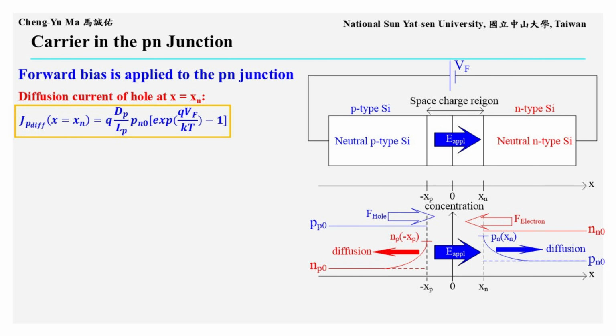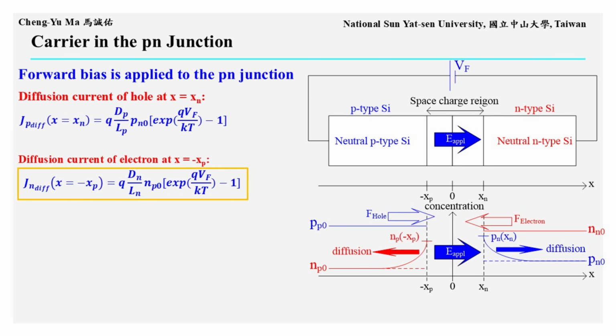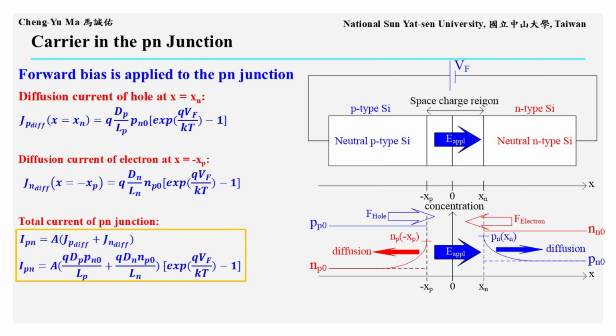After obtaining the hole current density equation in the n-type neutral region, we can use the same idea to obtain the electron current density equation in the p-type neutral region. As shown on the slide, this is the electron current density equation in the p-type neutral region. Finally, we add the electron current density and the hole current density together to obtain the total current density. Therefore, the total current of the PN junction equals the junction area A multiplied by the current density, Jp diffusion plus Jn diffusion.